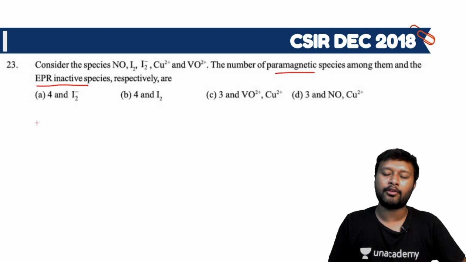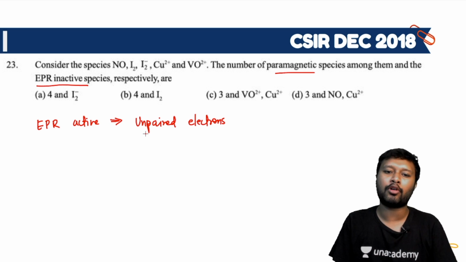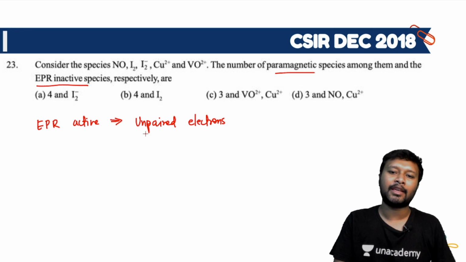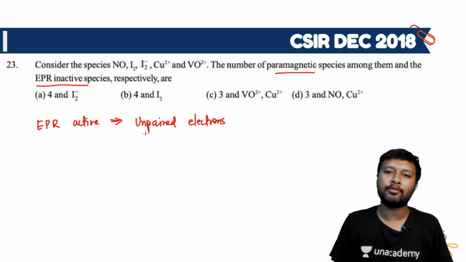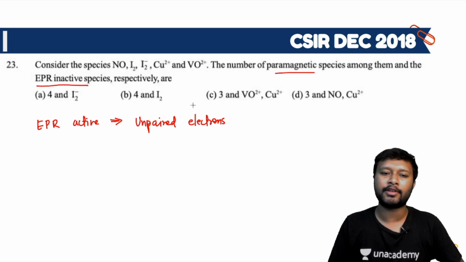First of all, let's find out what the requirement is for a particular species to be EPR active. For an EPR active species, you should have unpaired electrons in the molecule. This is the basic requirement which should be there in order to become EPR active. Now once you have understood this paramagnetism, you know how to find it out. So let's try to do this.